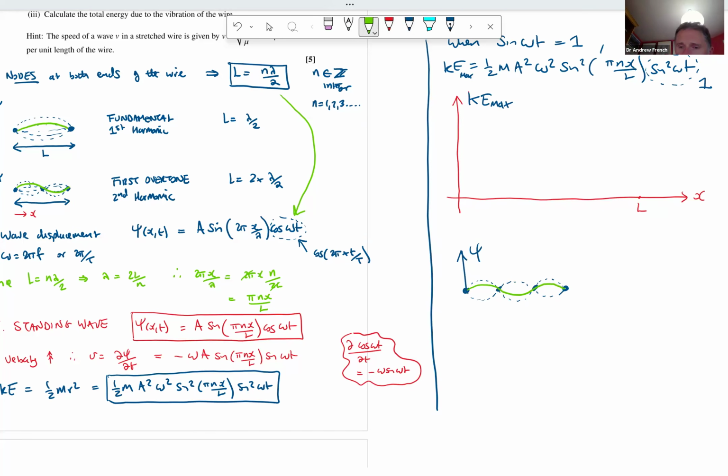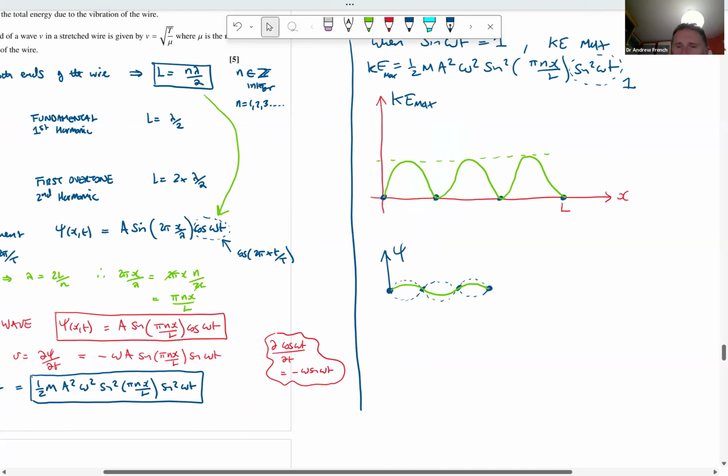We've got nodes at the ends, at L and at 0, and other nodes equally spaced like that. Our kinetic energy, because it's sine squared, is going to be going upwards. Let's have that in green. There we are. If you draw the nodes first, then you can have a good shout at making this symmetric.